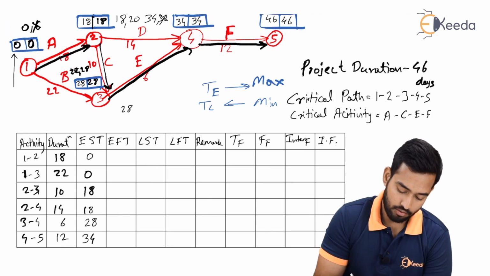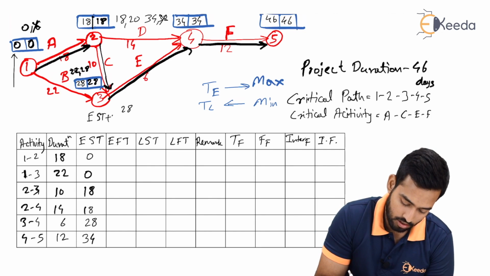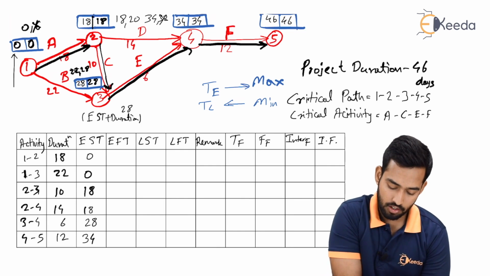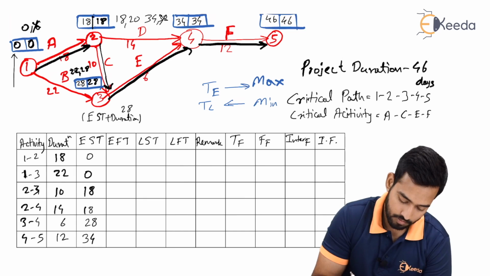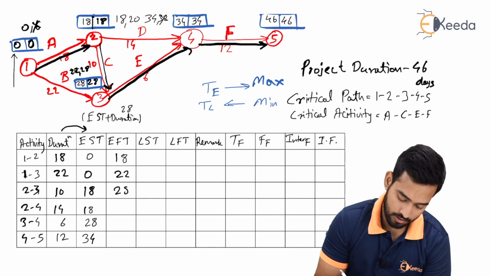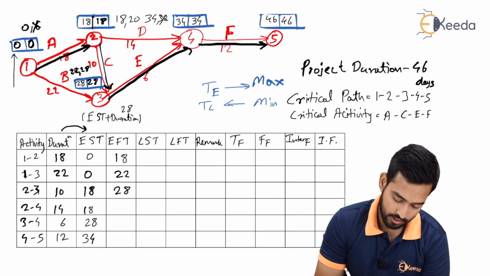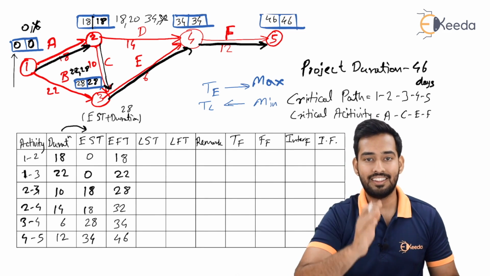Then EFT. Now to calculate EFT, we have a simple formula. EFT can be calculated by adding EST with your duration. So add EST and duration, you will get EFT. So 18 plus 0 is 18, 22 plus 0 is 22, 10 plus 18 will be 28, 14 plus 18 will give us 32, 28 plus 6 is 34, and 34 plus 12 will be 46. So we have calculated EST and EFT.